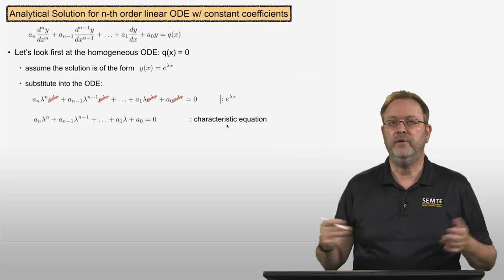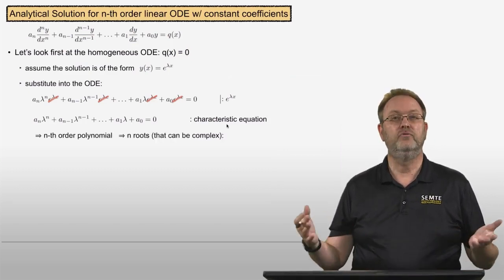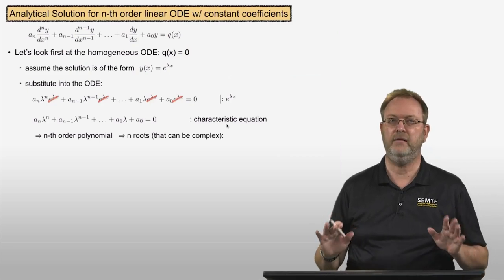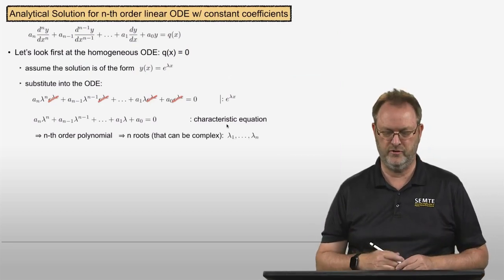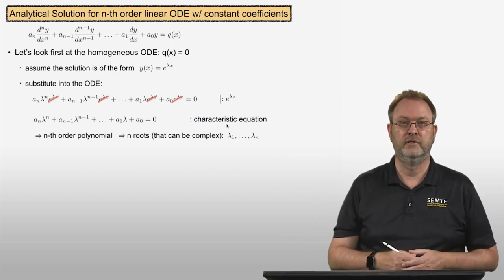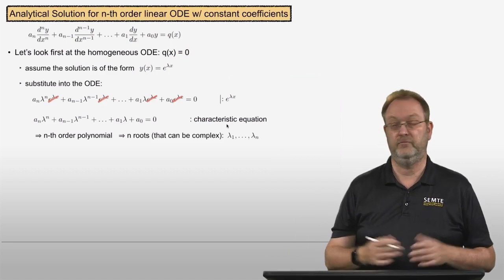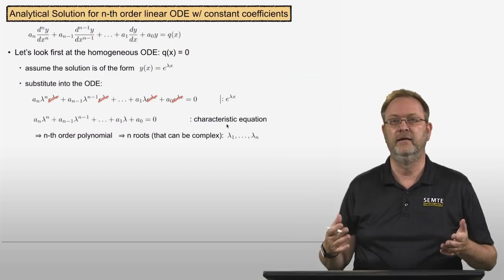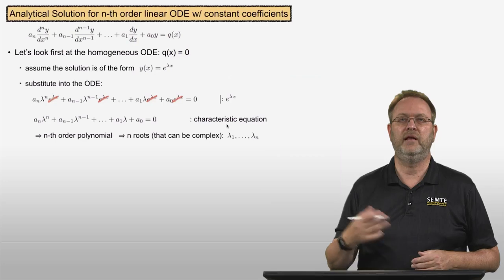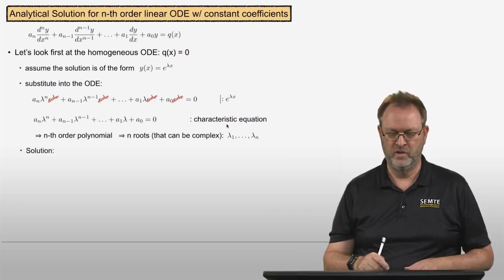It's an nth degree polynomial equation that will have n roots. Now these roots can be complex numbers though. But I'm guaranteed to have n roots. They might not even be unique. There might be some repeated roots in there, repeated values, but there will be n roots, and I can name them lambda 1, lambda 2, all the way through lambda n.